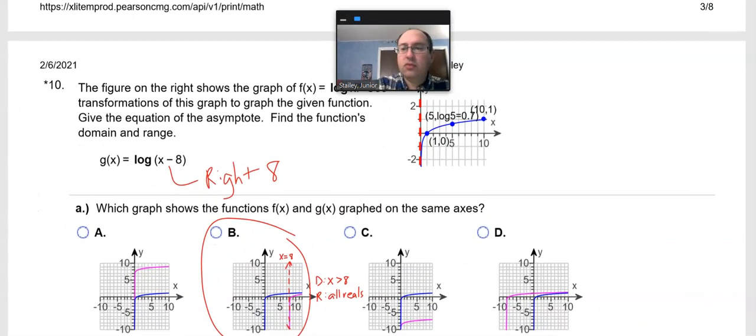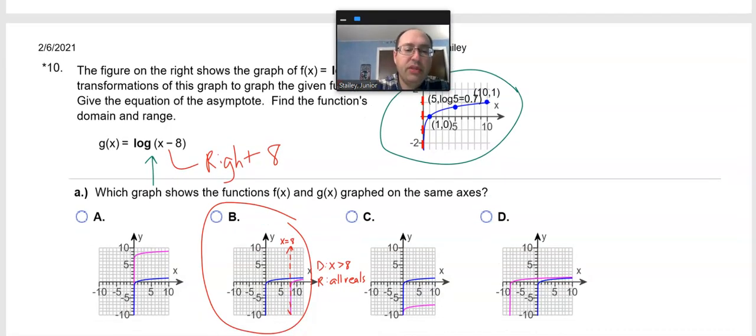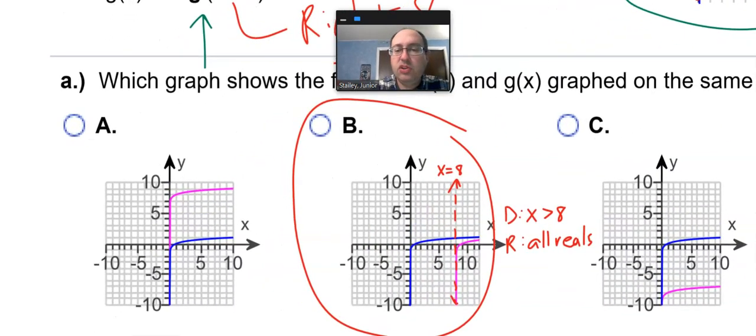Question 10. Moving to the right 8. Remember, when it's on the inside, it's backwards. Oh, by the way, this is a common log, so that's base 10. Not that that's the most significant thing in the whole wide world at the moment. But they do show you a couple points here, right? On the original. These are points on the original right here. That would be just plain old log x without the whole -8. But if you do shift it over 8 units, that's letter choice B.